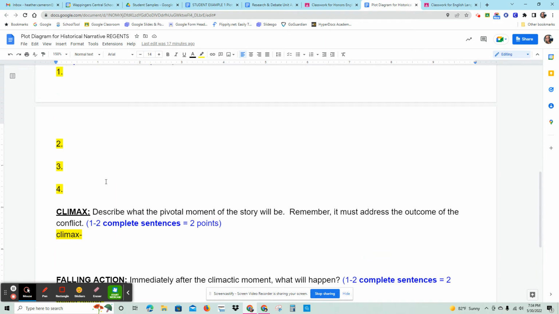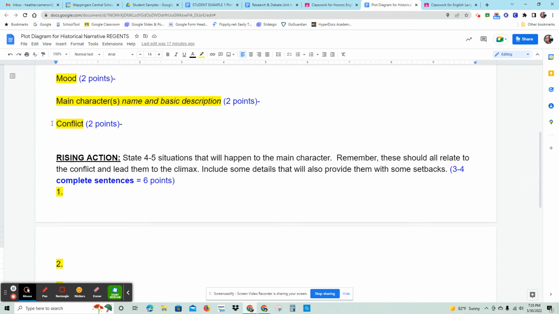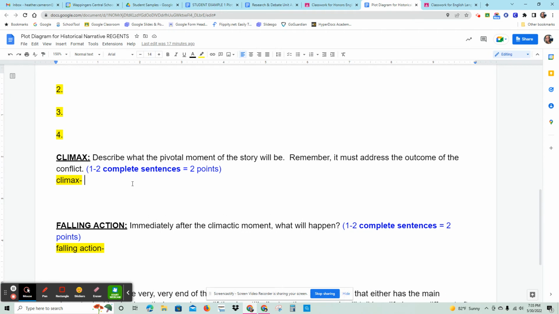And it should be somewhat related to your conflict. Whatever that problem was in the beginning of the story, the outcome of that is going to be revealed in the climax. Like, did they achieve their goal or did they not? It's going to be something super exciting.